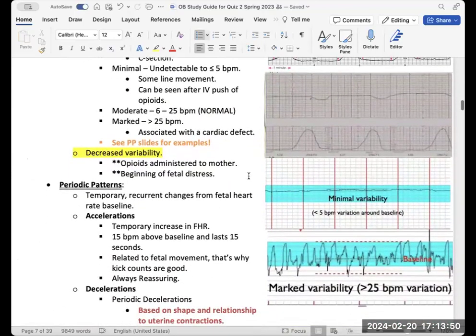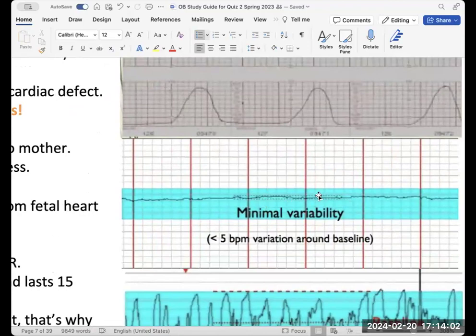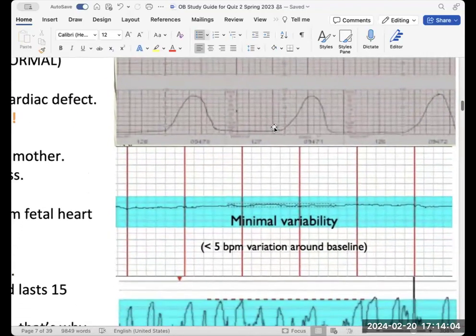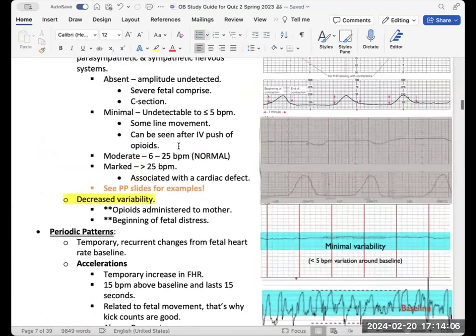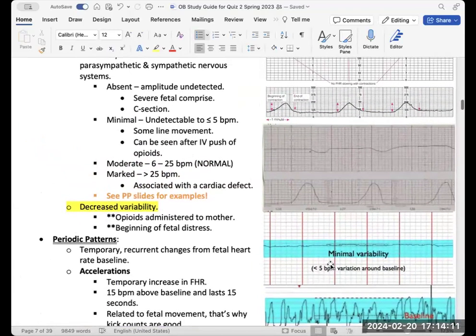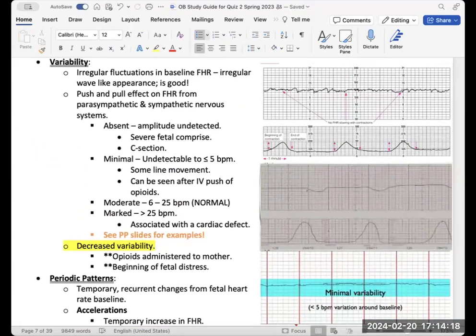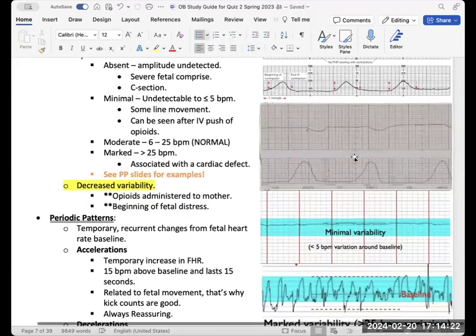Minimal variability is when the heart rate is not really fluctuating much. It's only fluctuating with less than 5 beats per minute. So maybe it's going between 130 and 132. That's not good either. You see the lines moving a little bit compared to absent. There's no movement in absent, but minimal is not good enough. We could typically see this after someone has had a push of opioids, because remember, opioids slow things down. And absent variability is usually indicating fetal compromise, meaning this baby's not doing so good, okay?